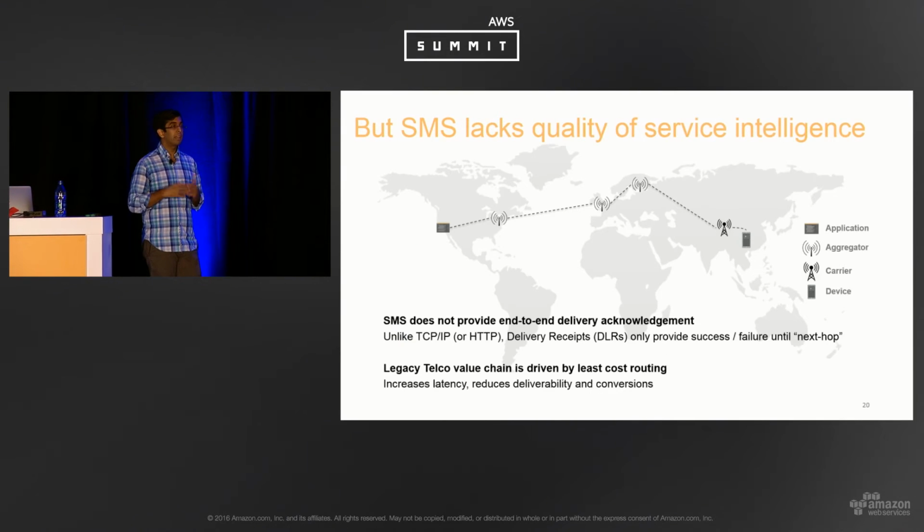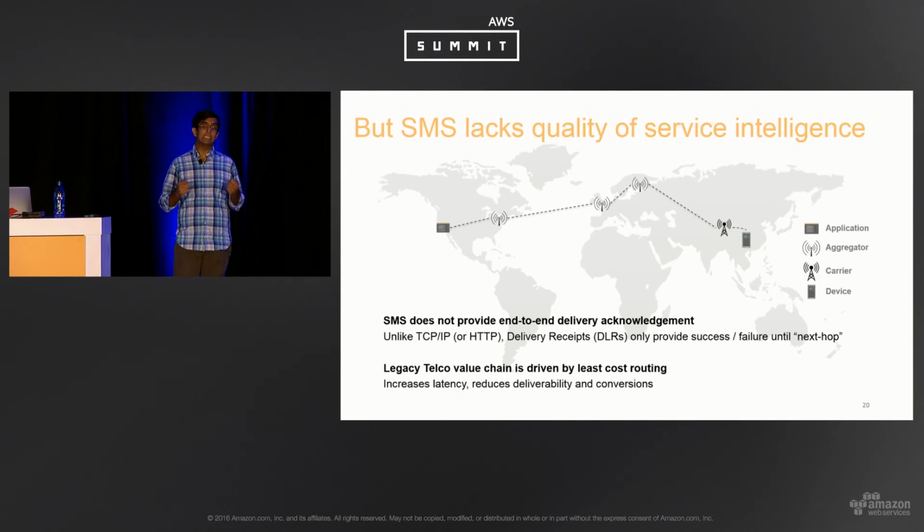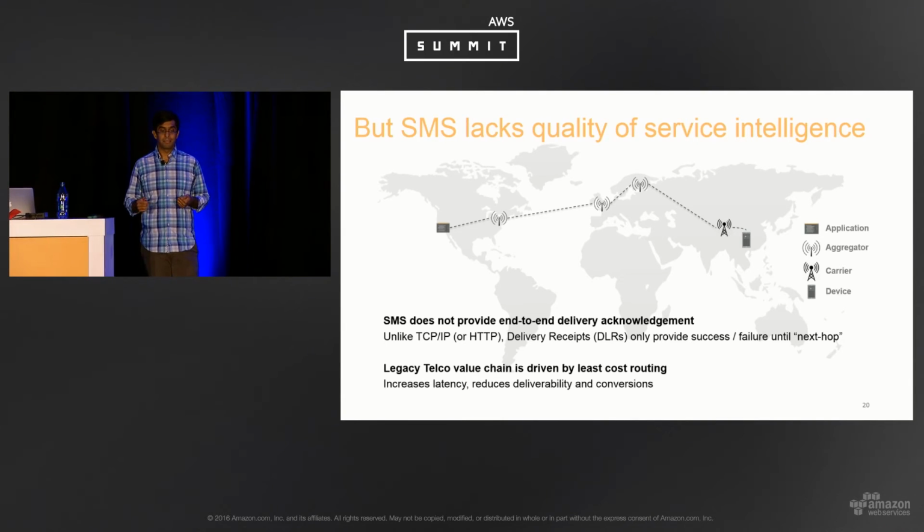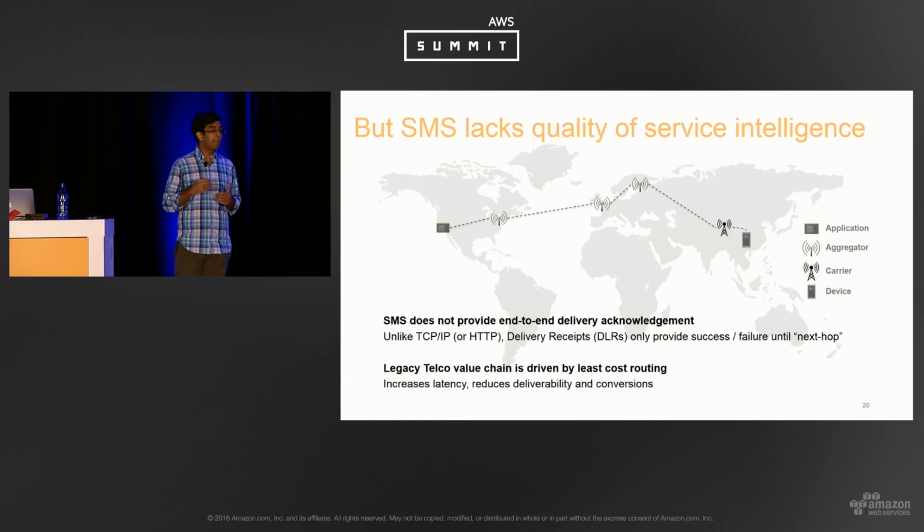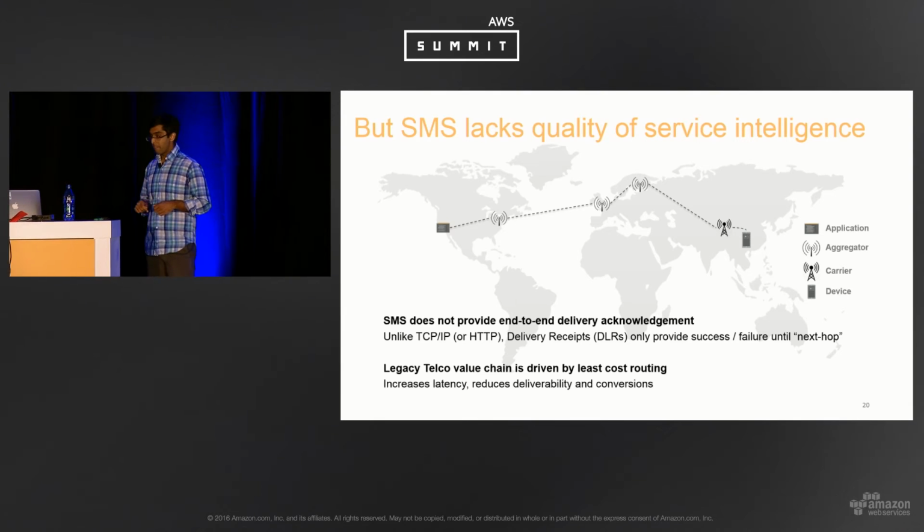Moreover, legacy telcos operate this least cost routing. So essentially, that means that often there's more hops than optimal, and often those hops have lackluster deliverability. And what that means for your user experience is increased latency and reduced deliverability. So that adds some friction to the user experience.